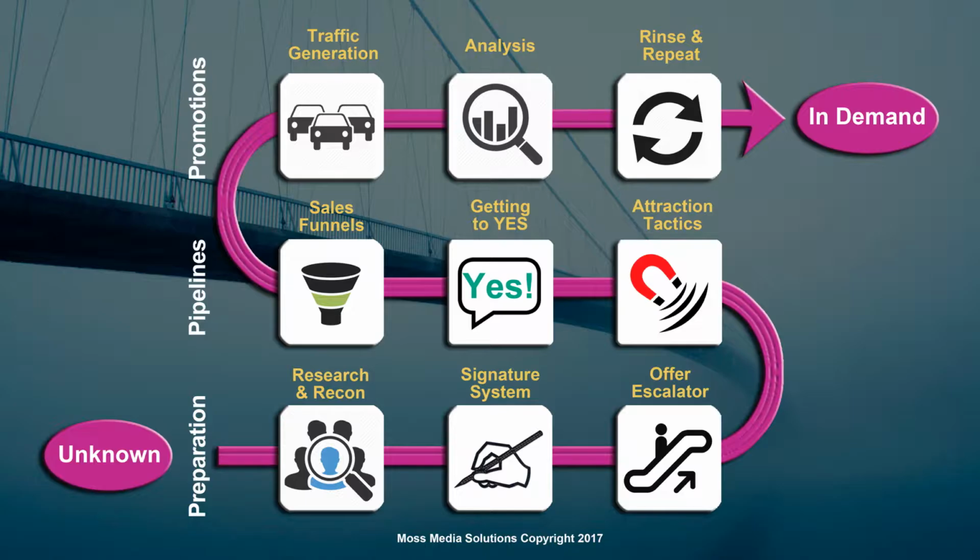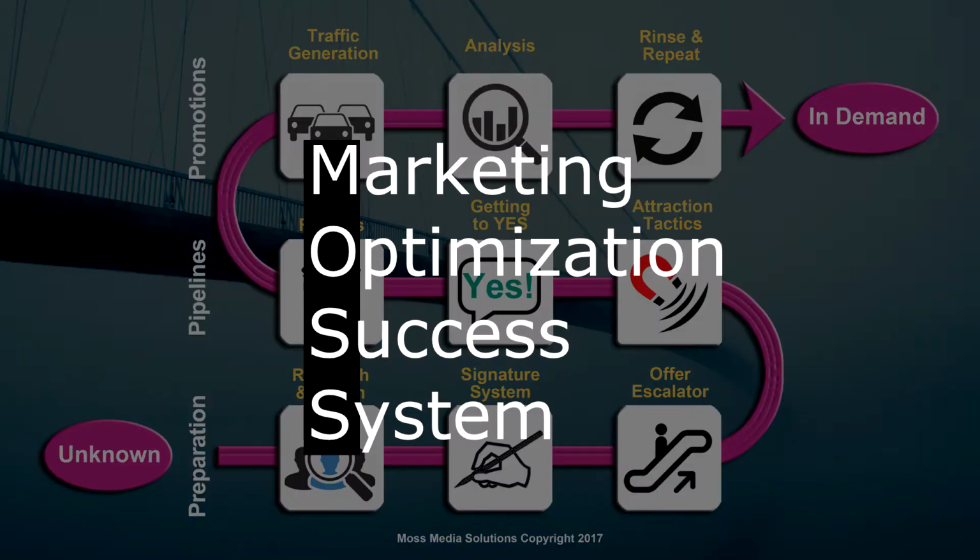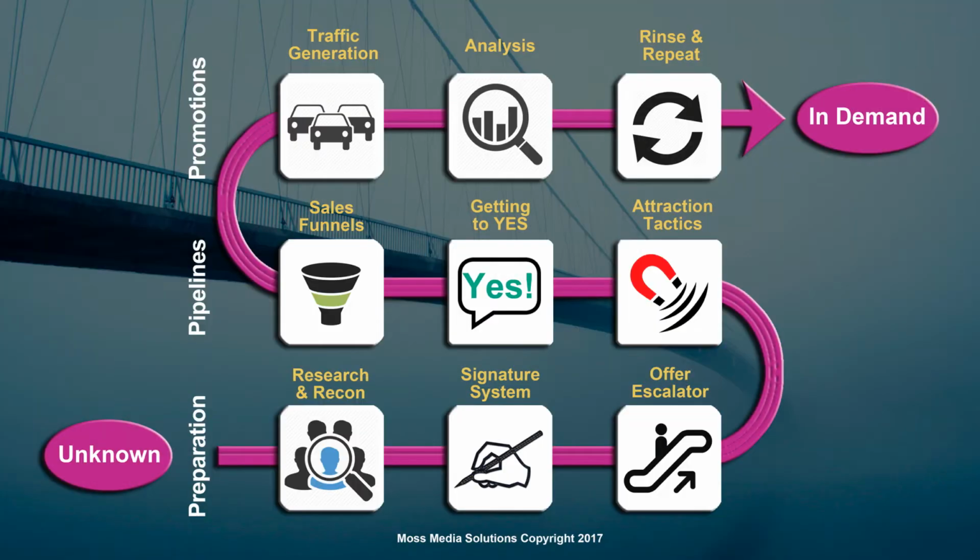Here's the overview of a marketing optimization success system, otherwise known as MOS. In the lower left-hand corner is where most people begin, basically unknown by their visitors or prospective clients. And so on the preparation level, we have research and reconnaissance, the development of a signature system or message, followed by the creation of what we call an offer escalator, after which we can move to the next level where we can start to look at attraction tactics based on all the preparation we've done.